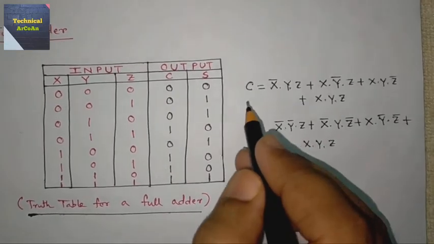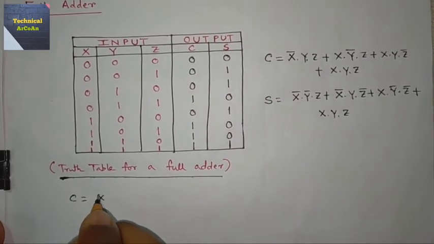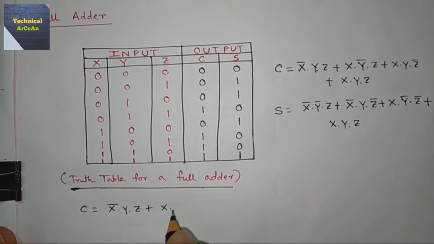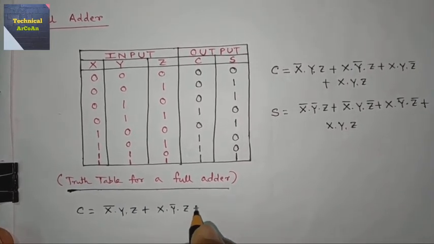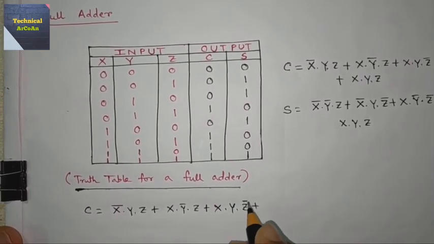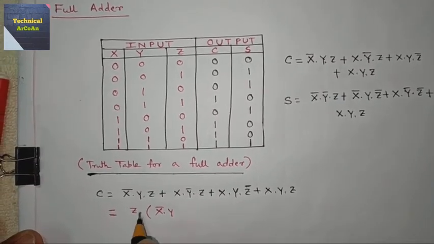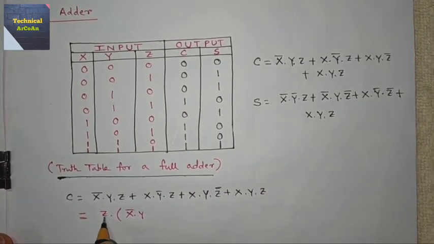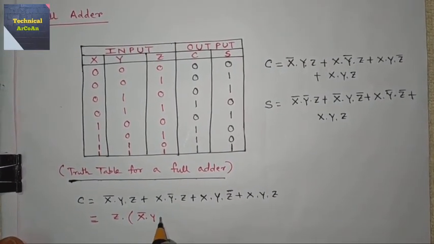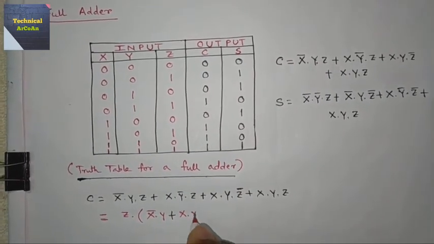Now we simplify these two boolean expressions. At first we write C equal, what we get: X complement dot Y dot Z plus X dot Y complement dot Z plus X dot Y dot Z complement plus X dot Y dot Z. Now from these two product terms we take common Z. So what we get, X complement dot Y plus X dot Y complement.